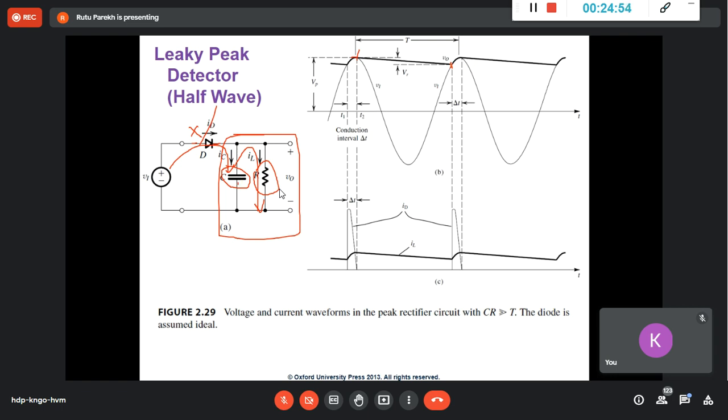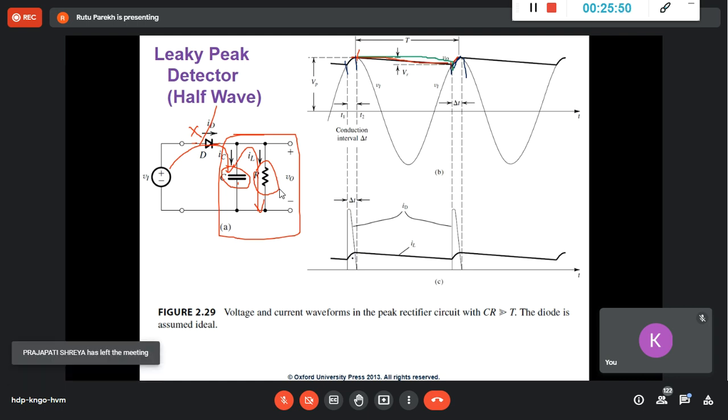This is the point where your diode will start conducting. From here to here your diode was off, but at this point it has started conducting, and it will only conduct for this time, from here to here, and again it will get into reverse bias. This is repetitive, so in one or two cycles the capacitor will charge fully, and then we are taking the discharging cycles. The diode is conducting for this fraction of time only. Between T1 and T2, that is delta T, the diode is conducting, and this is the diode current.